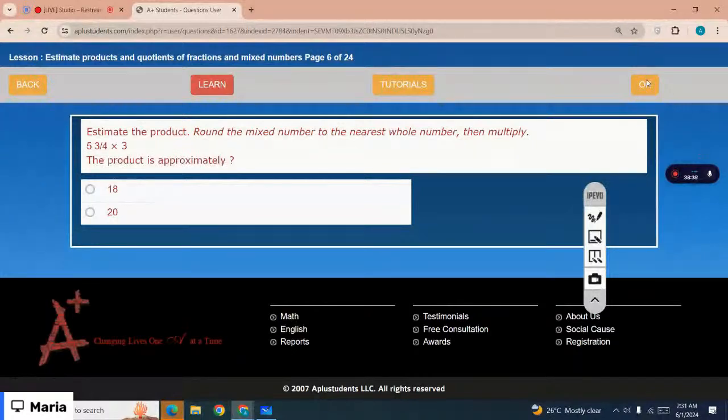5 whole 3 by 4 times 3. So which is the correct option? 5 whole 3 by 4 is rounded off to 6. Yes, that is 6 times 3 is 18. Okay, you can complete the lesson by yourself later today. Let me just move on to the next lesson.